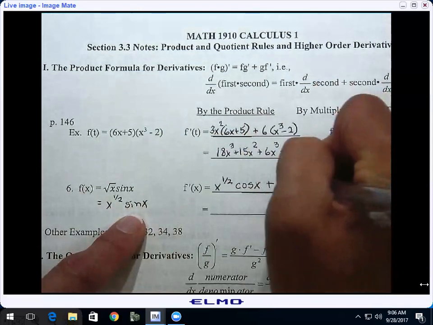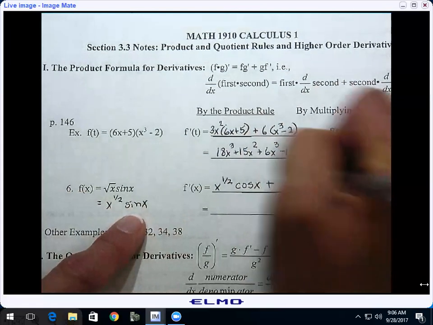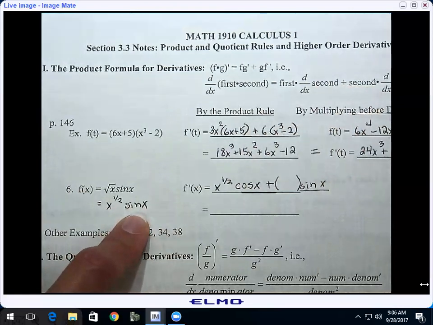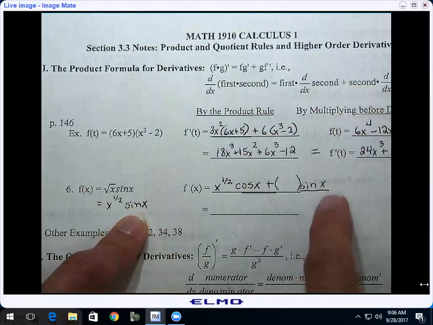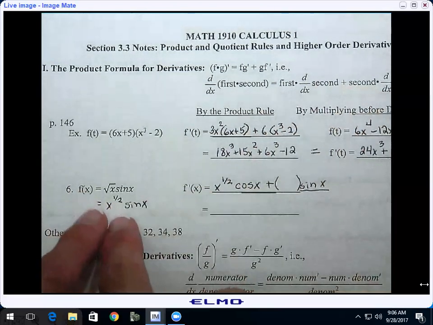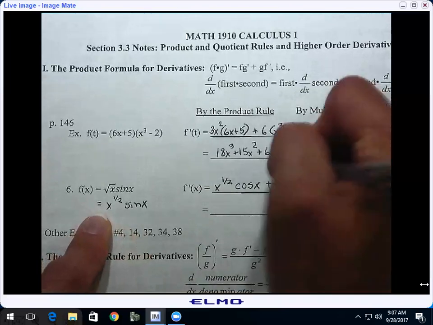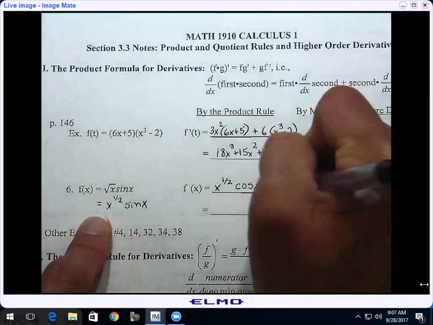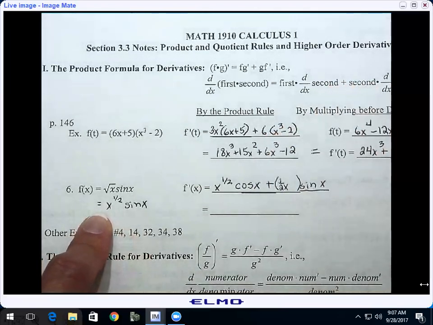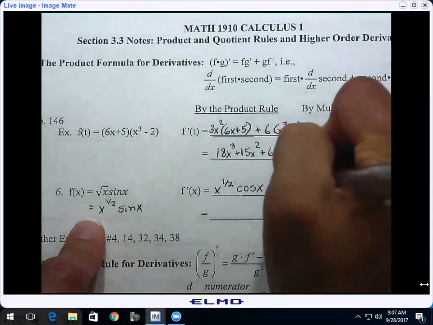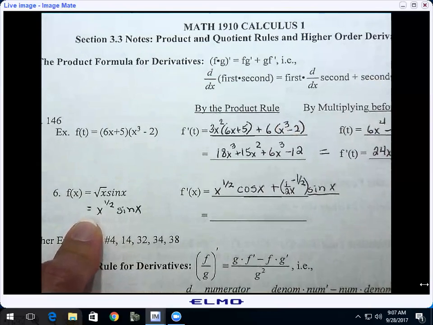Notice how I'm leaving myself a little bit of room here. It's because I know I like my monomial factor out front. That's the second times, what's the derivative of the first here? Definitely 1/2 x to the something, and what does the something need to be? Negative 1/2. Oh my.